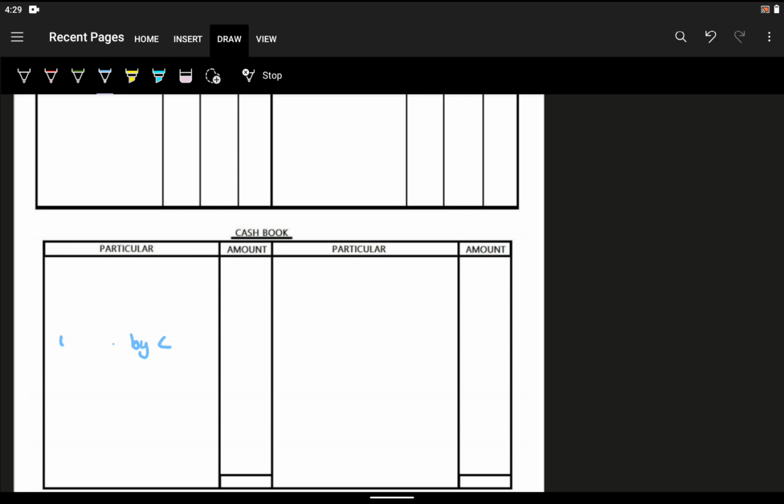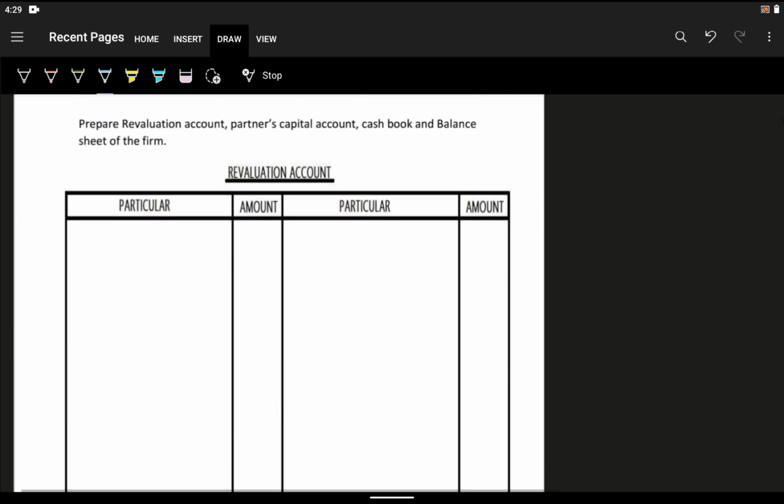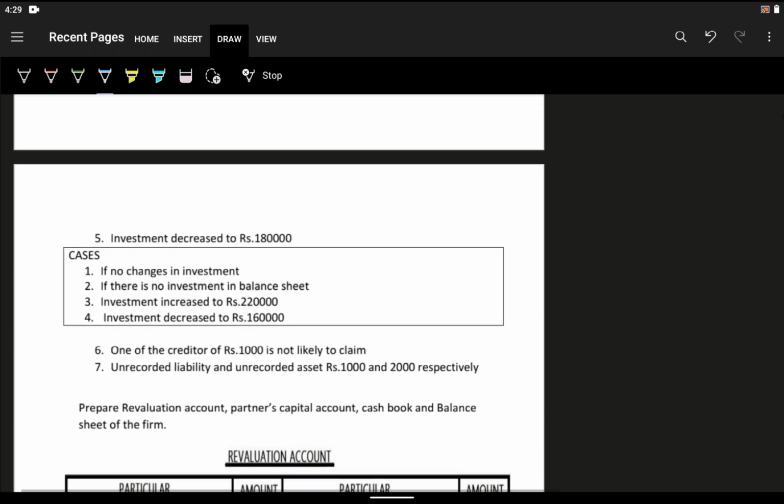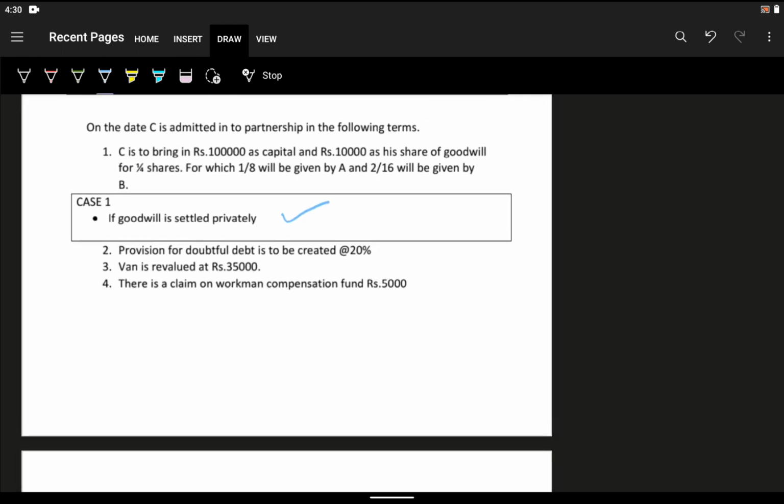Or you can write C's capital, that is best. C's capital 50,000. This is the second possible case in the case of capital. Two cases are there. First, they directly bring the complete amount of capital. Sometimes they partially bring it as cash and as an asset.